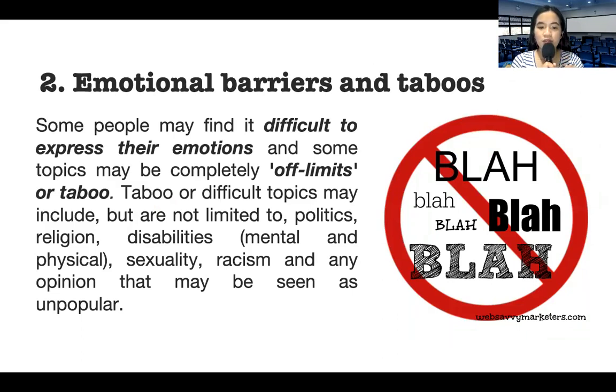And also taboos, these are the topics that you find off limits. So the topics that you find sensitive, all right, or the topics that you have no knowledge about. So difficult topics or taboos may include politics, religion, disabilities, sexuality, racism, right, or any opinion that you find unpopular. Okay, so this can also be an example of a barrier, emotional barriers and taboos.